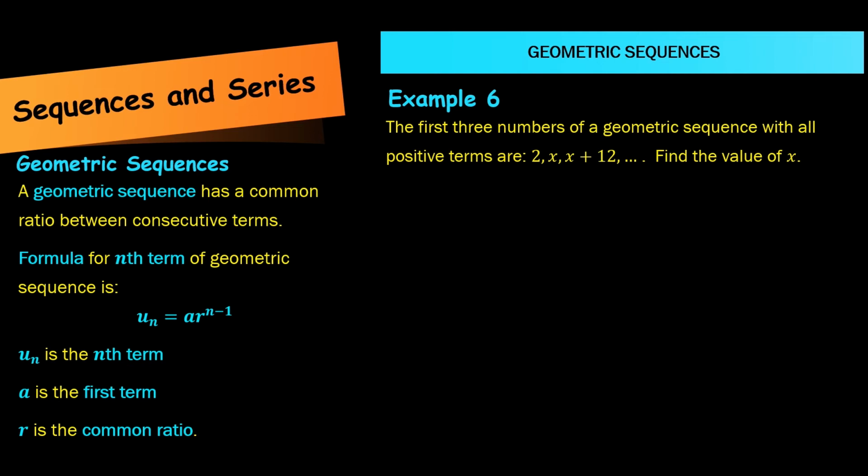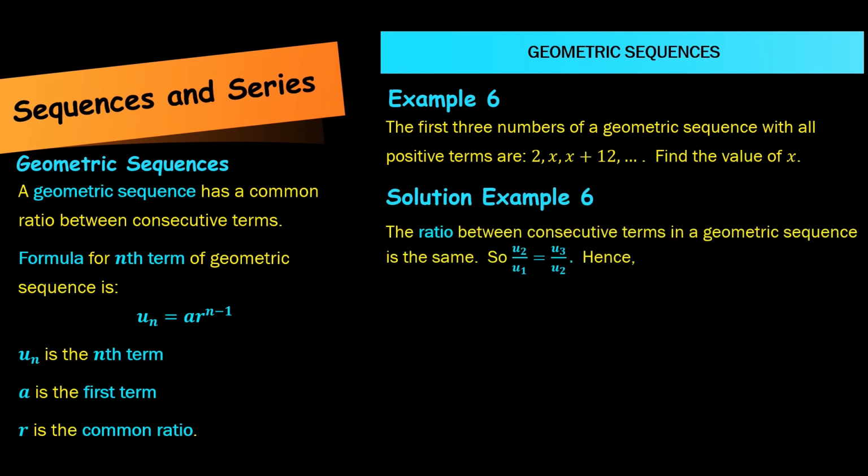In this example, the first three numbers of a geometric sequence with all positive terms are 2, 6 and x plus 12. We are required to find the value of x. So let's solve this. Now the ratio between consecutive terms in a geometric sequence is the same. So for example, u2, which is the second term, divided by u1 equals u3 divided by u2.